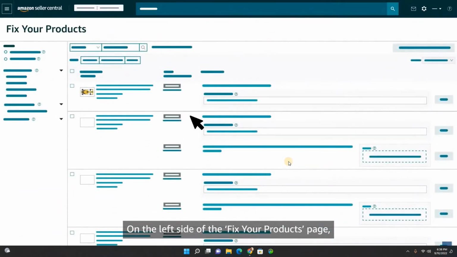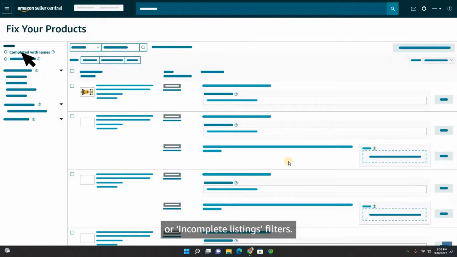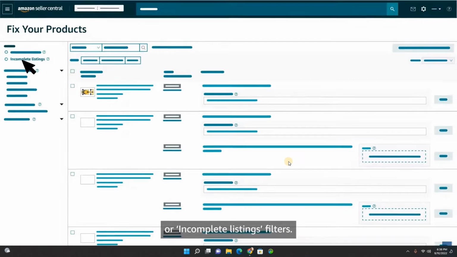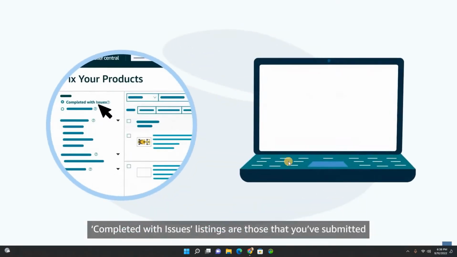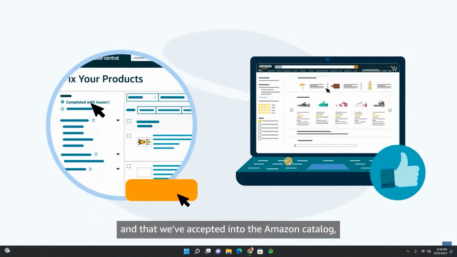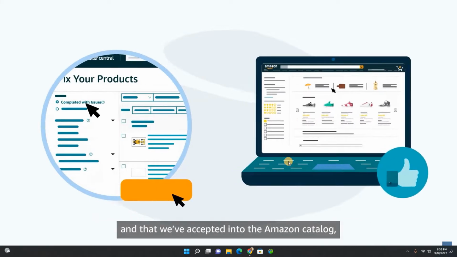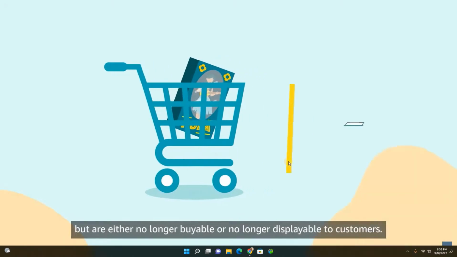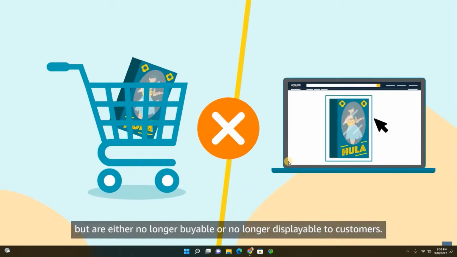On the left side of the Fix Your Products page, you'll see current listing issues. You can sort them by the Completed with Issues or Incomplete Listings filters. Completed with Issues listings are those that you've submitted and that we've accepted into the Amazon catalog, but are either no longer buyable or no longer displayable to customers.